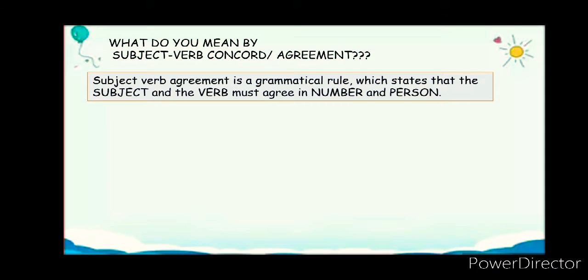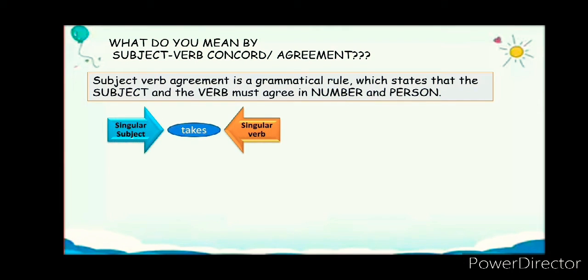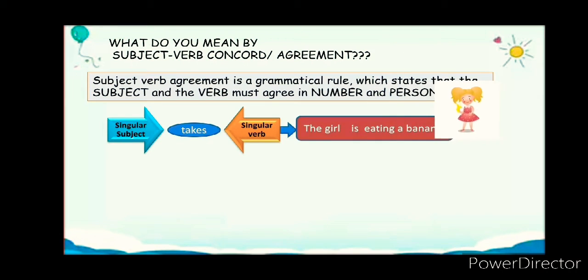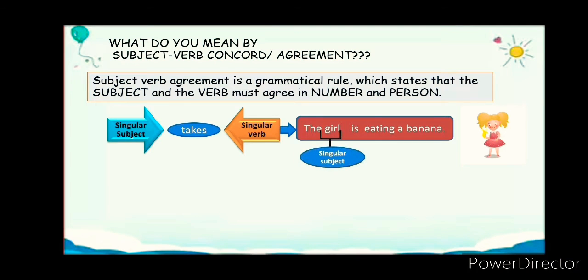It is a grammatical rule which states that subject and verb must agree in number and person. That means singular subject takes singular verb. For example, the girl is eating a banana. Here, singular subject girl takes singular verb is.